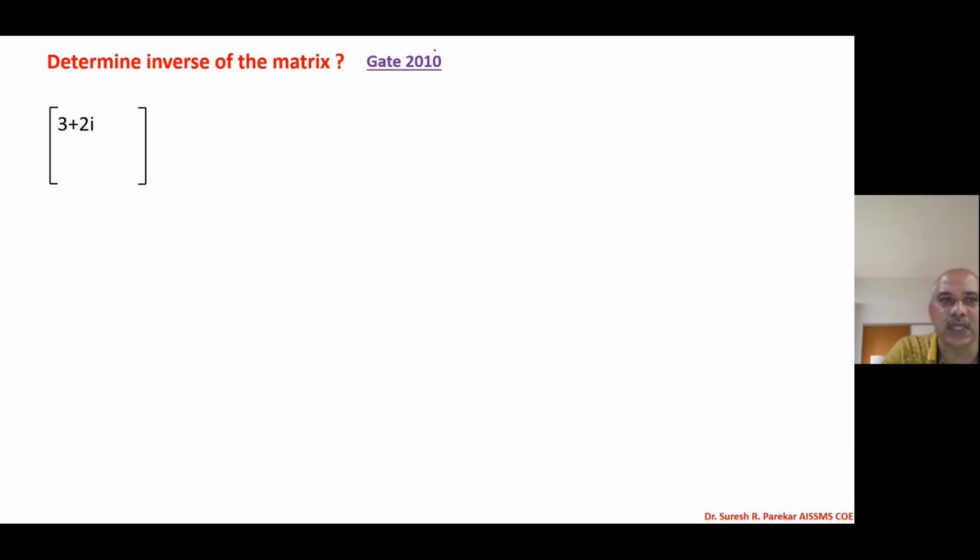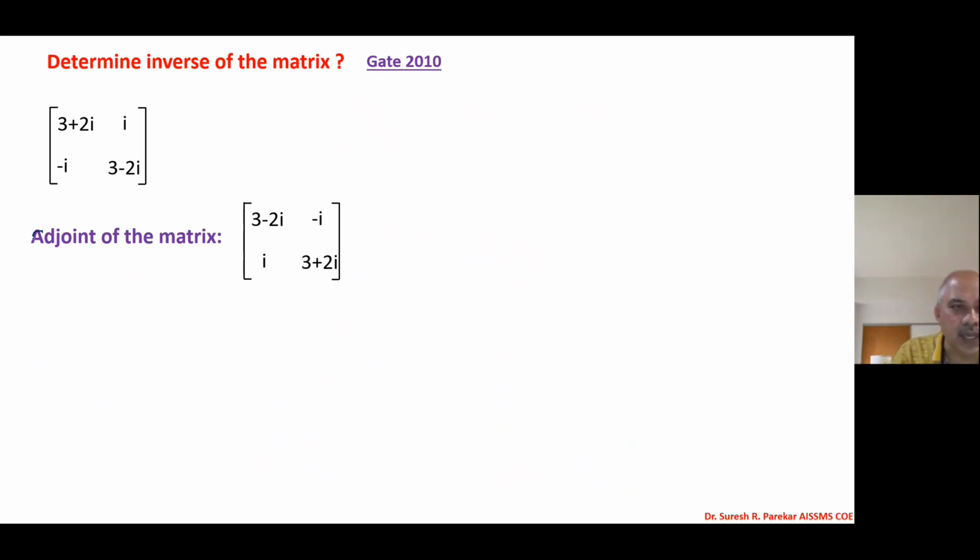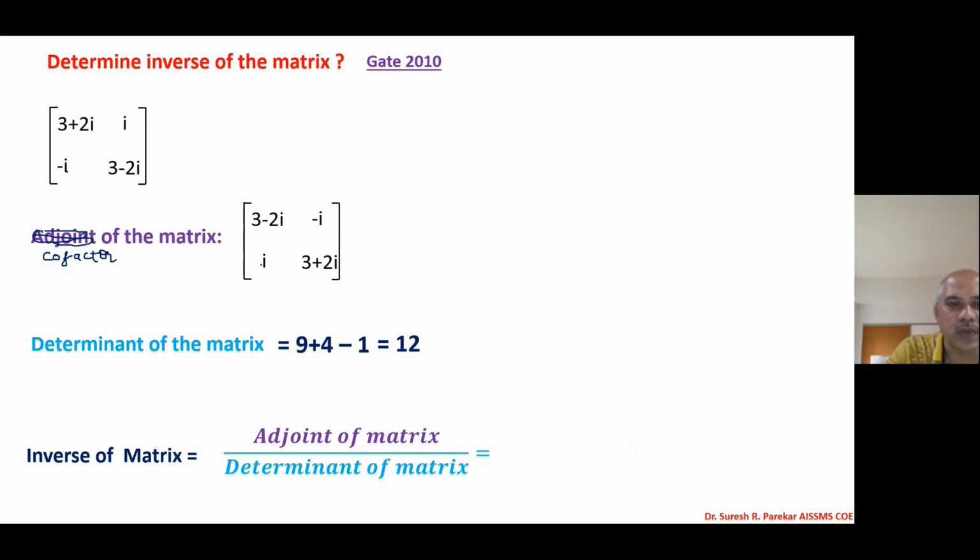Then we have GATE 2010, and this asked for the adjoint. You can see, again this is not adjoint. We have this as cofactor. I have made a mistake everywhere. This is cofactor. So we have just changed, and this sign change. And then we have the determinant, so we have 12, and then the adjoint, actually 3 minus 2i. So we have changed this sign: minus i becomes i, and i becomes minus i.